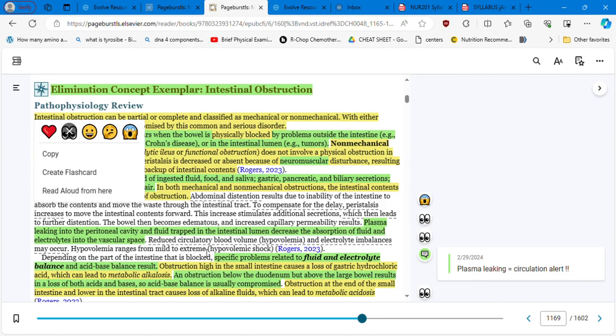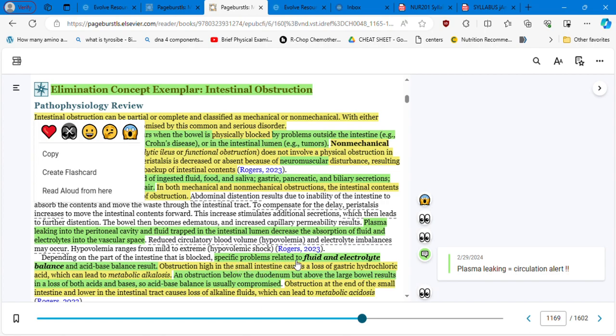Okay, reduced circulatory blood volume. This is going to cause hypovolemia because we are not giving nutrients to the circulatory system, and electrolyte imbalances are going to occur. These two concepts are extremely important. So you need to know that in case of obstruction, circulatory blood volume is going to decrease, hypovolemia is going to appear, and electrolyte imbalances may occur. Okay, so plasma leaking, circulation alert. Yes, it's very important.